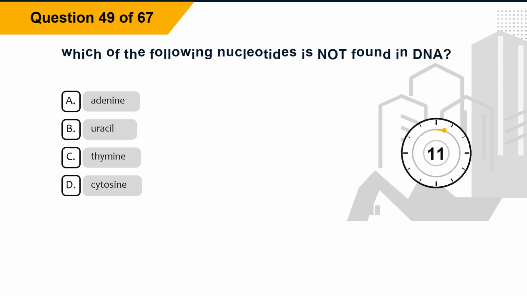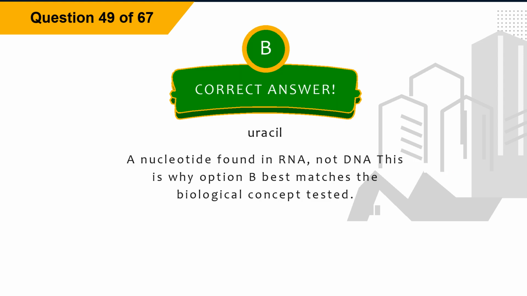Question 49. Which of the following nucleotides is not found in DNA? Option A, adenine. Option B, uracil. Option C, thymine. Option D, cytosine. The correct answer is option B, uracil. Explanation. Uracil is a nucleotide found in RNA, not DNA.